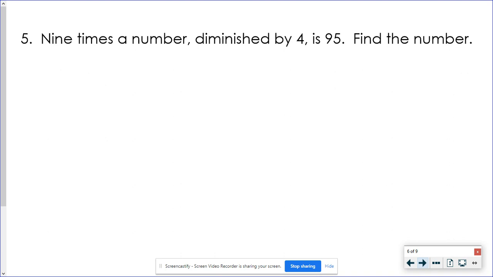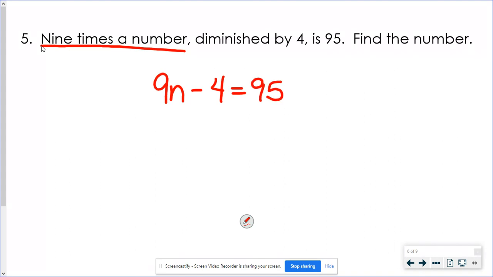Number 5 for the example problems. 9 times a number diminished by 4 is 95. So we already saw the word diminished by. But if I would write 9 times a number, that's just 9n. Diminished by means subtract 4 is 95.